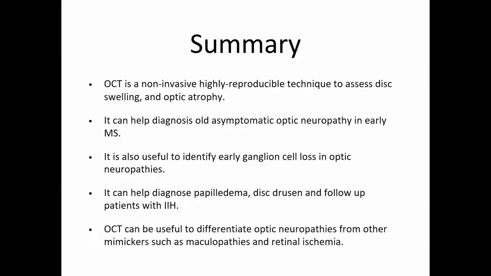So in summary, OCT is a non-invasive, highly reproducible tool to assess disc swelling or atrophy in optic neuropathies. It can help diagnose even patients who have MS and are asymptomatic earlier in their disease course. And the ganglion cell layer is a very useful adjunctive test to monitor the progression of optic neuropathies.